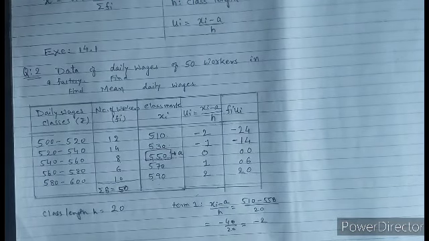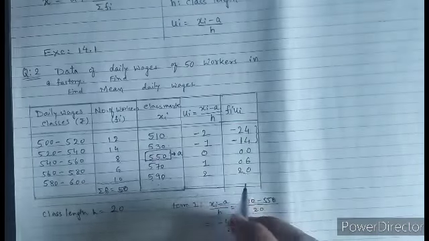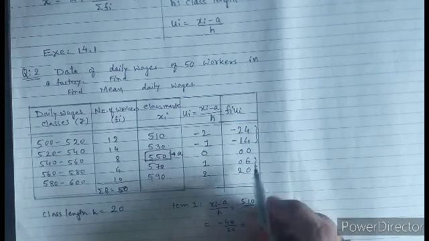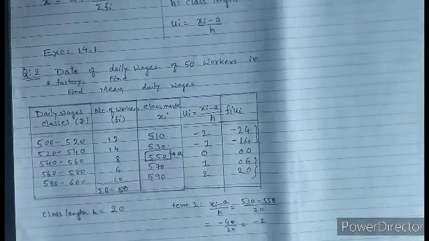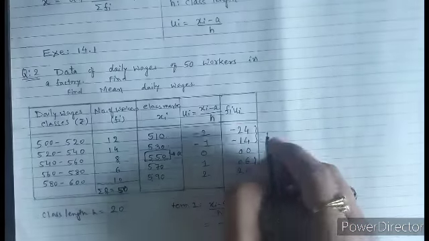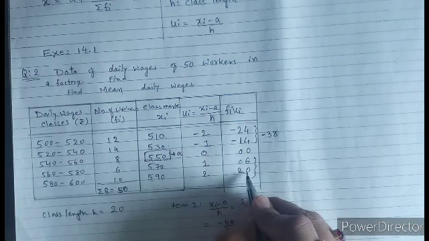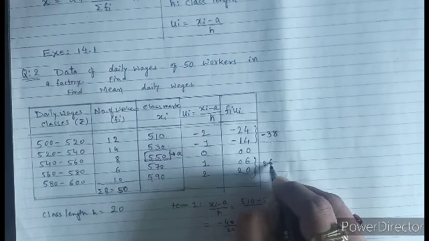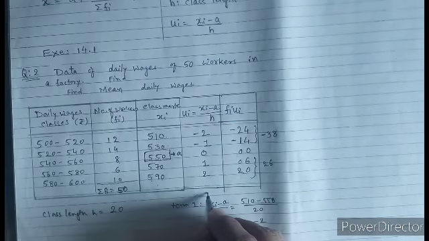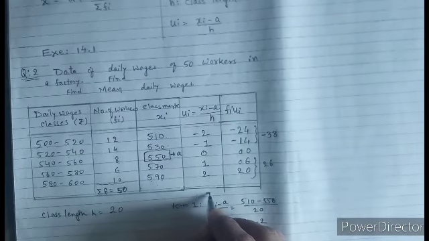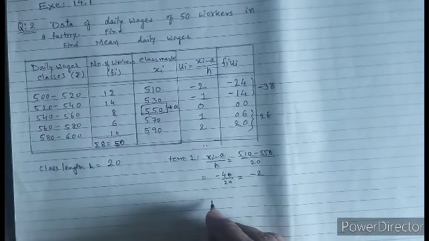Now we have to get sigma fi ui. So first of all we will get the sum of negative terms and then the sum of positive terms. Here negative terms are minus 24 and minus 14. The sum of these two terms is minus 38 and the sum of positive terms, 20 plus 6, is positive 26. Now we want to write sigma fi ui, but I don't have space right now here, so I'm writing it below this term.